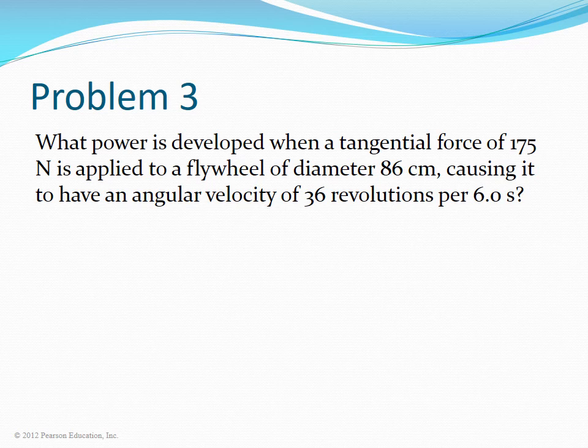What power is developed when a tangential force of 175 newtons is applied to a flywheel of diameter 86 centimeters, causing it to have an angular velocity of 36 revolutions per 6.0 seconds? Pause the video to work on the problem.